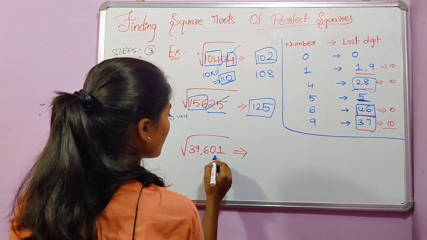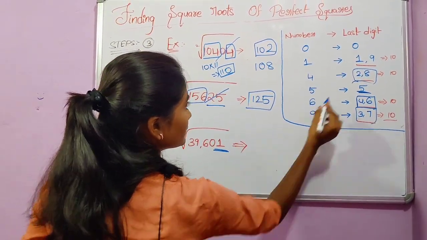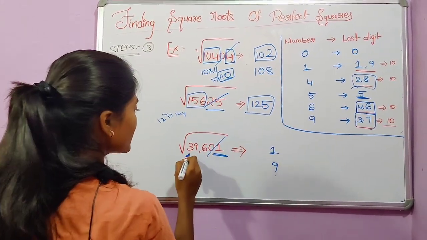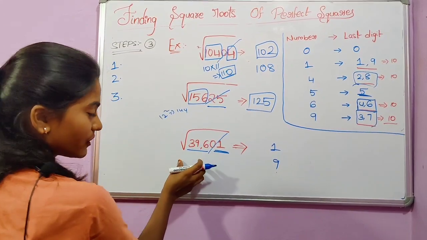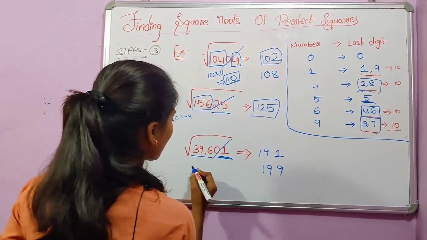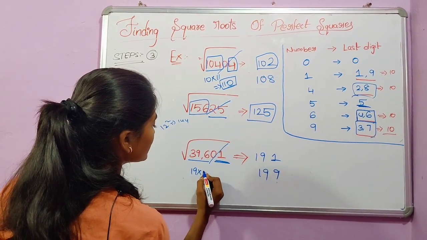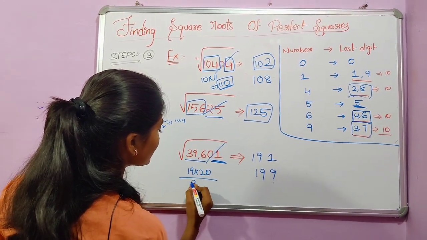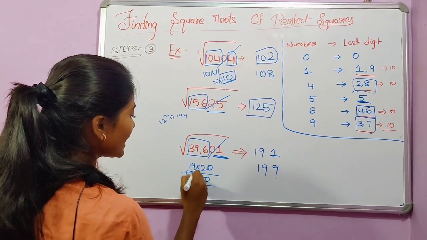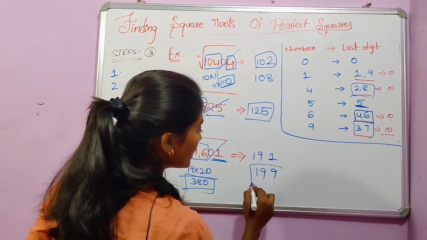And here, where do you get 1 as last digit? 1. And in the same way 9. Strike off two numbers, 396. The perfect square closer to 396 is 19 square. And 19 into 20, 19 twos are 38, so 380. So our number 396 is larger than 380. So the answer also will be 199.